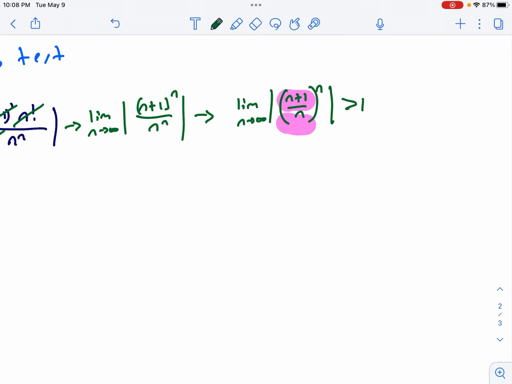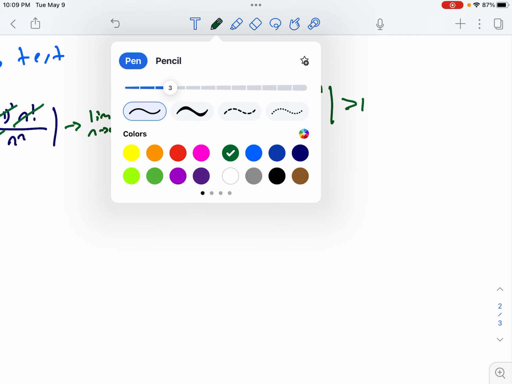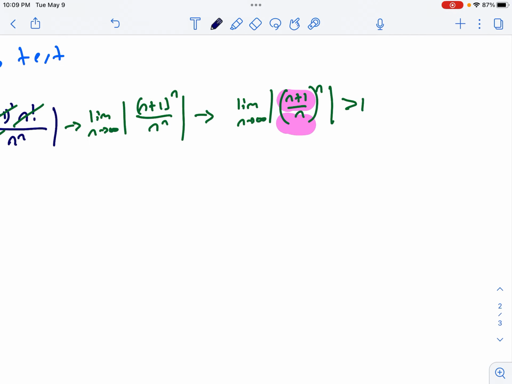This is kind of outside of our class, but this limit as n goes to infinity of n plus 1 over n to the nth power is actually the definition of e. So that limit equals e, which is still greater than 1. You didn't have to know that. We could already reason that it had to be bigger than 1.